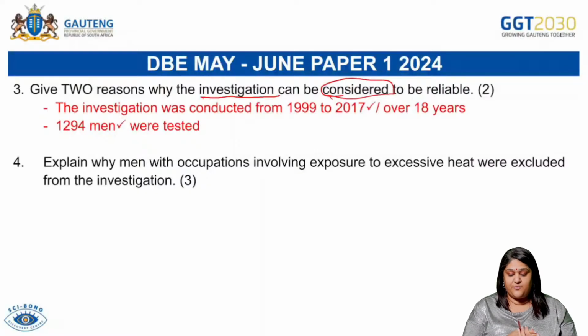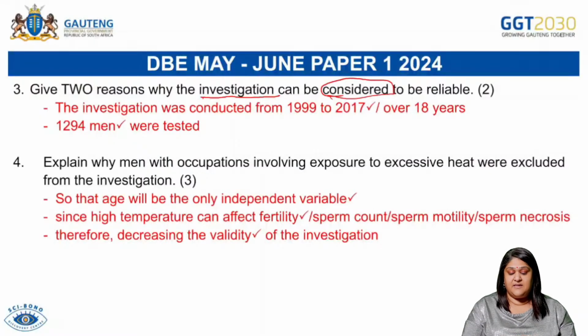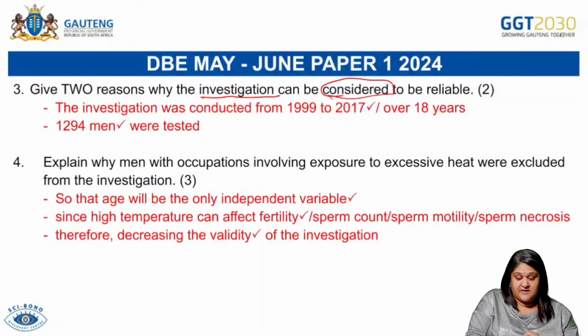Explain why men with occupations involving exposure to excessive heat were excluded from the investigation. Beautiful question. Why did they give us that piece of information? Why is it important? We're looking at male infertility. And what does excessive heat exposure do to sperm? Do you remember? Right? So high temperatures can affect fertility.